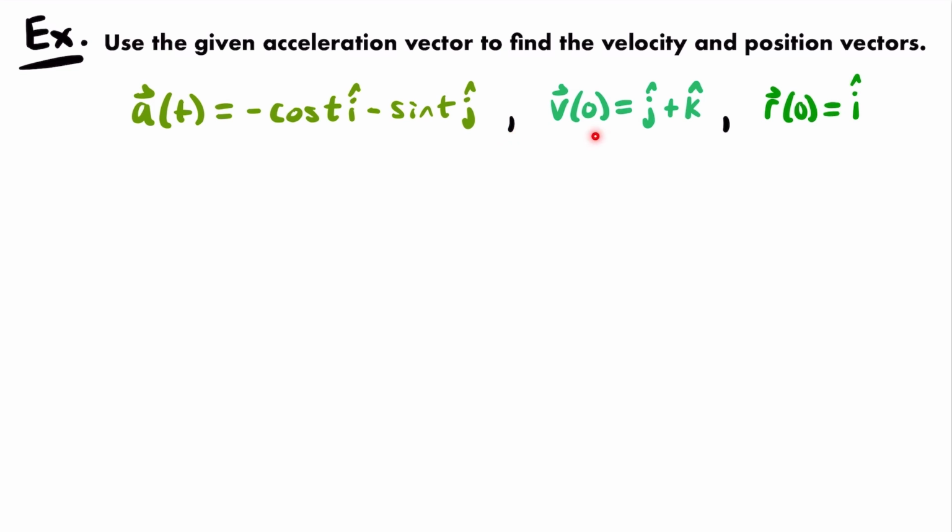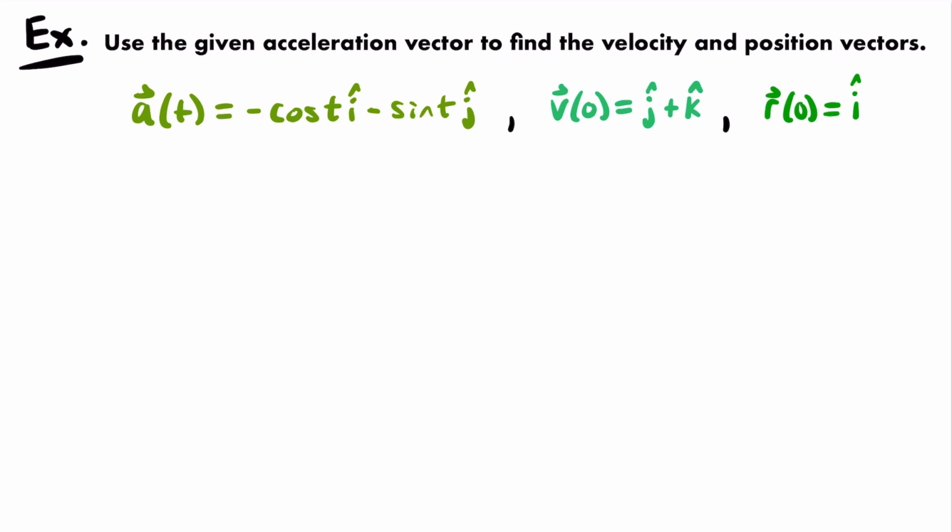And then we have our initial conditions over here. Specifically at time 0, the velocity is equal to j plus k, and also at time 0, the position is equal to i. All right, and so once again, just like with our previous example, the type of work we're going to do here is nothing new. It's just within a different context.